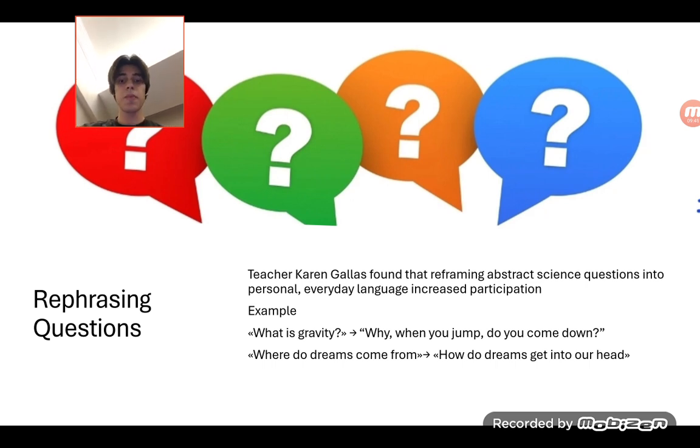Rephrasing questions. Teacher Karen Gullis found that reframing abstract science questions into personal everyday language increased participation. As an example, instead of asking what is gravity, the teacher might simply say, why when you jump do you come down? Or instead of asking, where do dreams come from, the teacher might say, how do dreams get into our head? So here, as you can see, it is much more accessible and much more fruitful when you think about it.